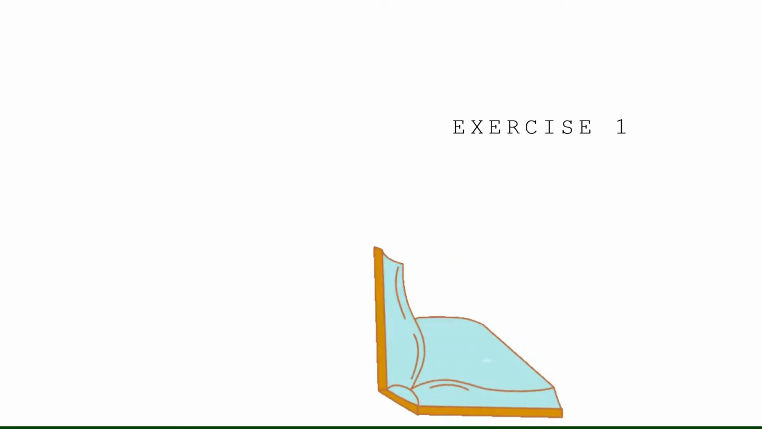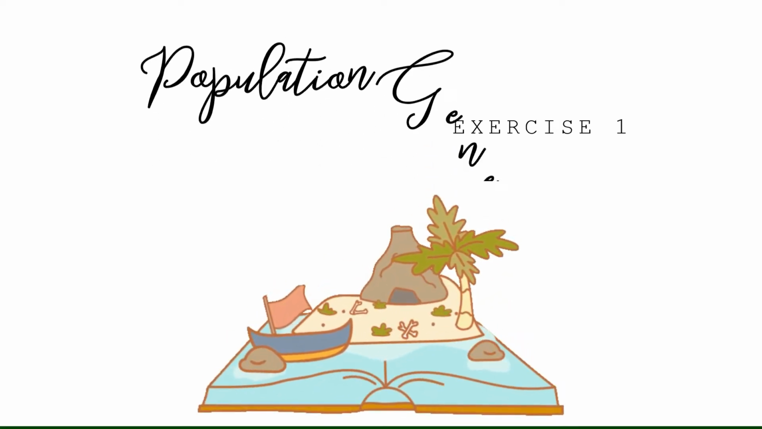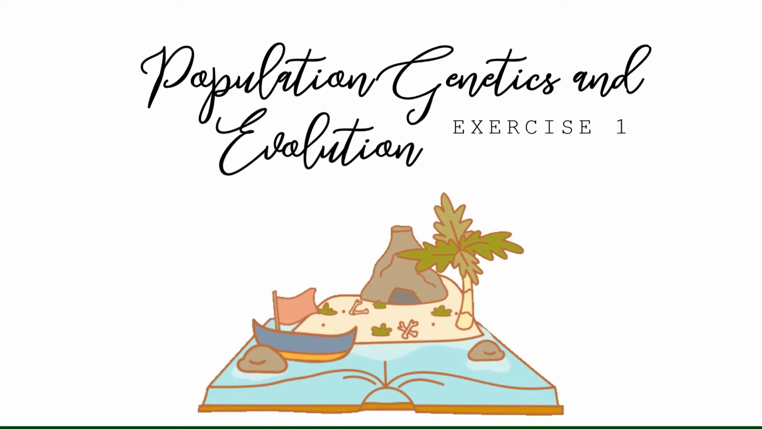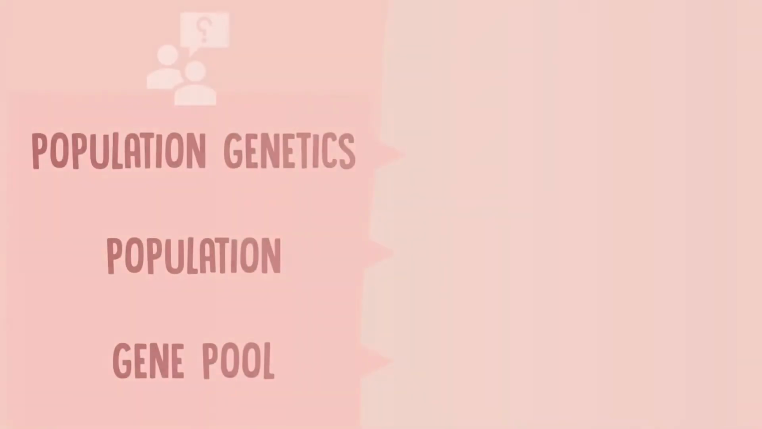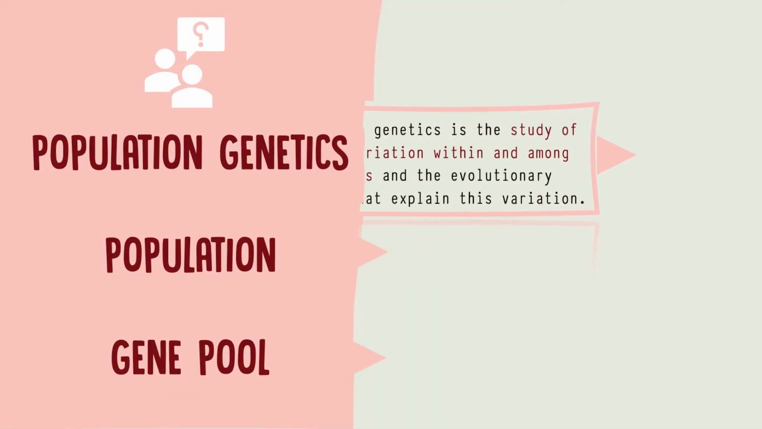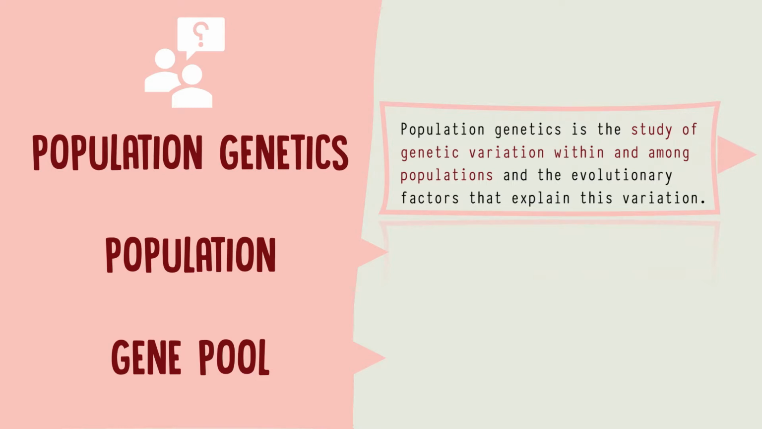Good day, everyone. Today we will be learning the first unit of the evolution laboratory, which is called Population Genetics and Evolution. First, let's have a recap on some key terminologies. Population genetics is the study of genetic variation within and among populations and the evolutionary factors that explain this variation.